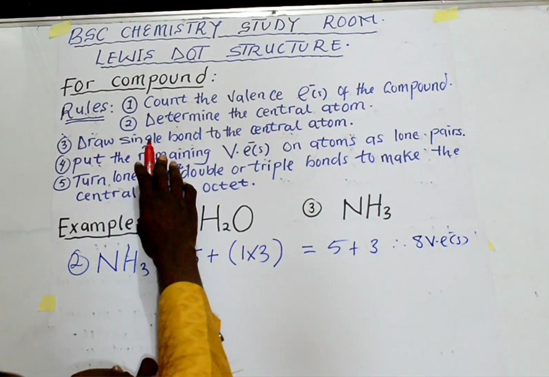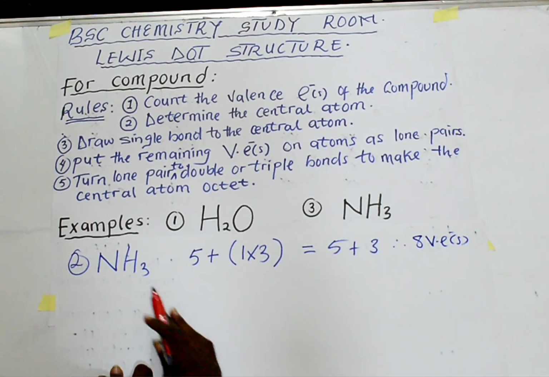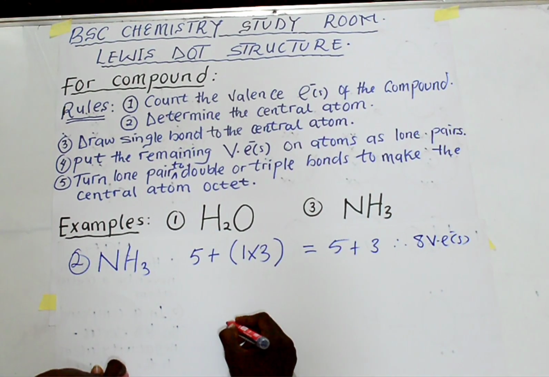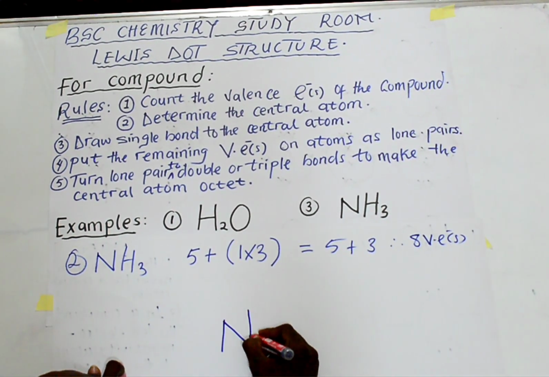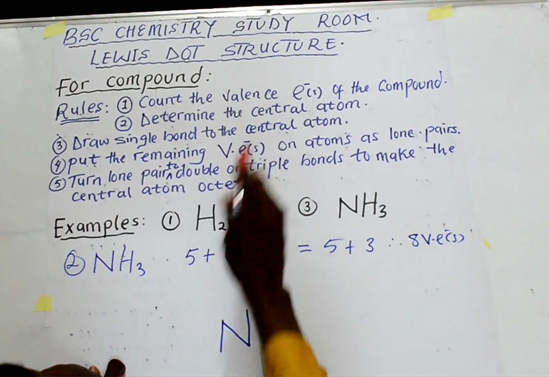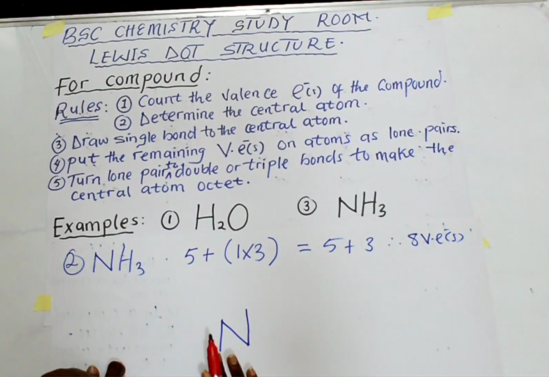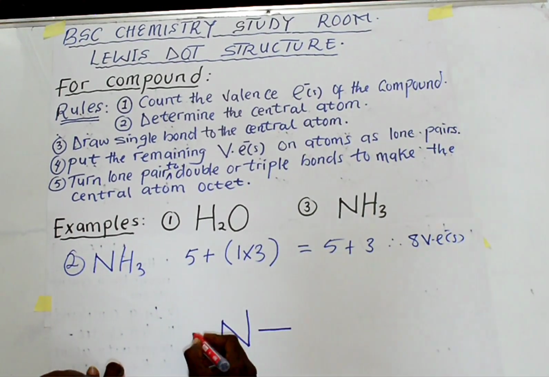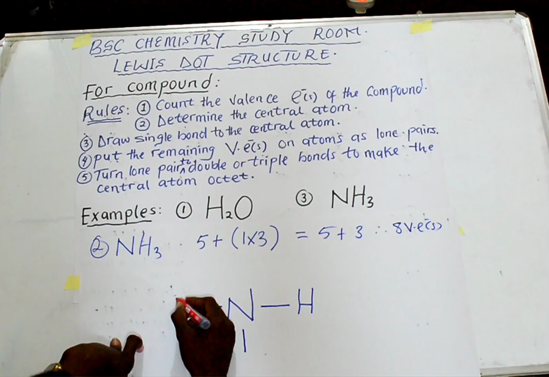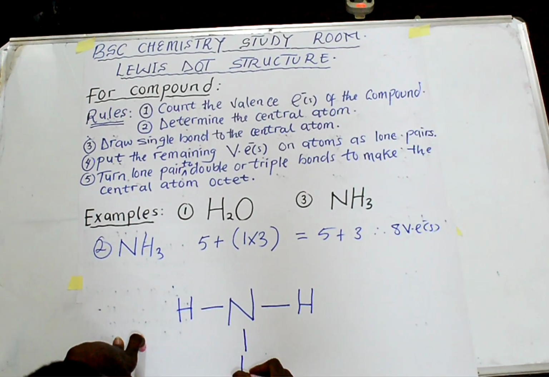And rule number 2 says determine the central atom. So we know hydrogen can never be the central atom, so it is nitrogen. And step number 3 says draw single bonds to the central atom for the terminal atoms, 3 hydrogens: 1, 2, 3. Then hydrogen, and hydrogen.